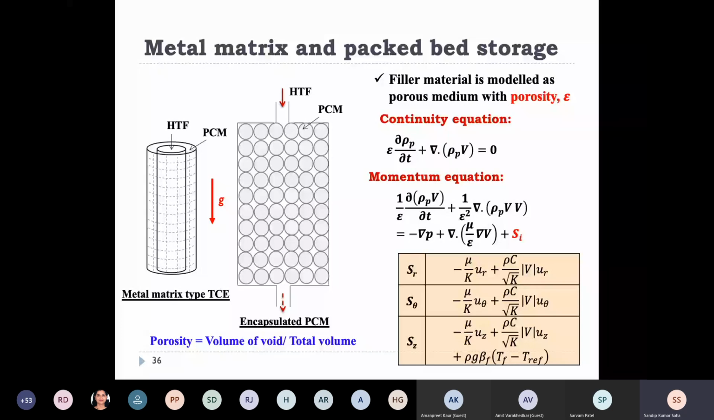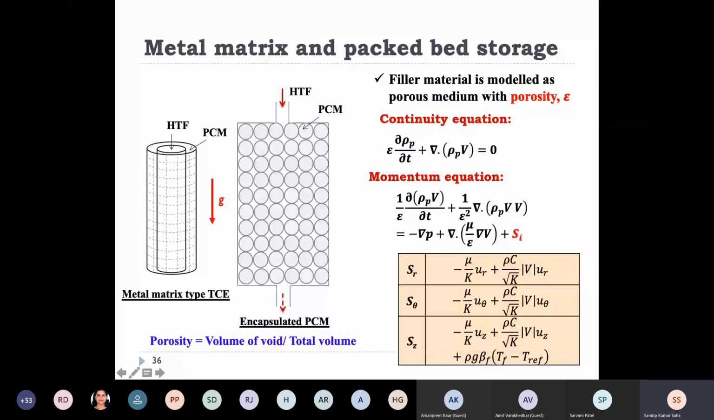So this is the viscous resistance, minus mu by k, where k is the permeability, into the velocity, and the inertial resistance, rho C by root over k times mod v, where C is the inertial coefficient. The value of permeability is known for different systems, and the value of C is also known, given. It is not a specific heat, it's a constant. And this rho g beta term is the Boussinesq approximation. If there is some natural convection in this system, then we assume it.